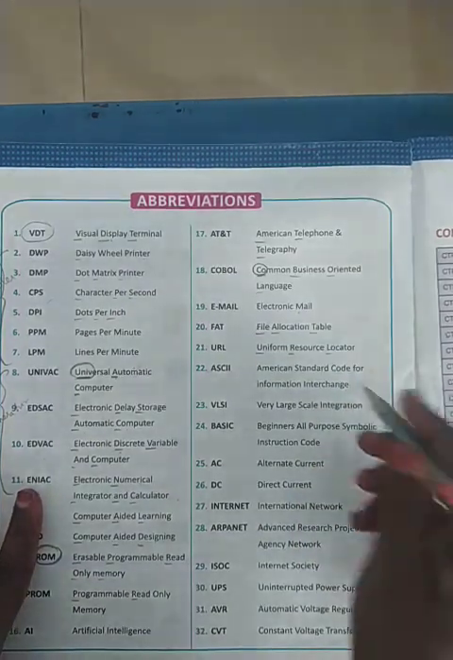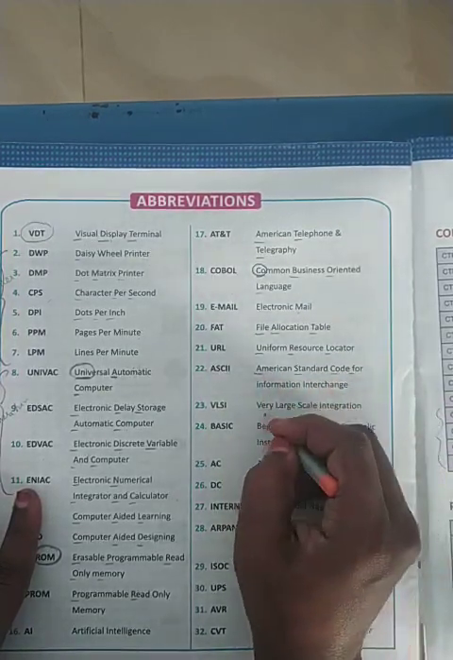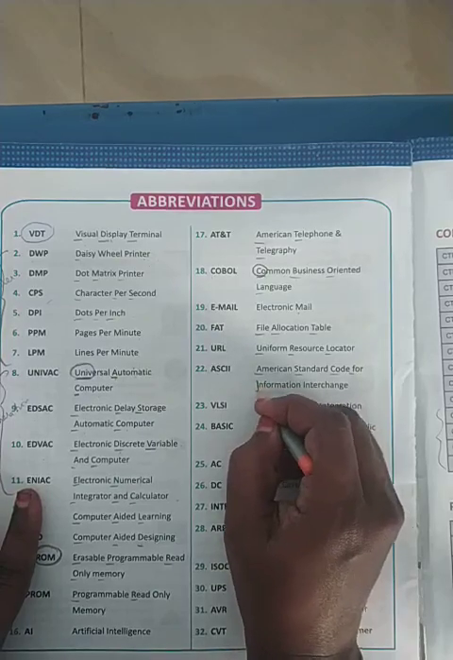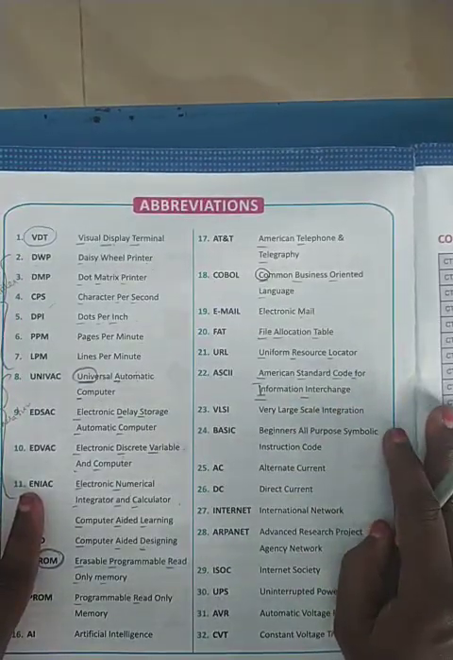Then ASCII. ASCII means American Standard Code for Information Interchange. So I is here. This I should be capital for information interchange. American Standard Code for Information Interchange.